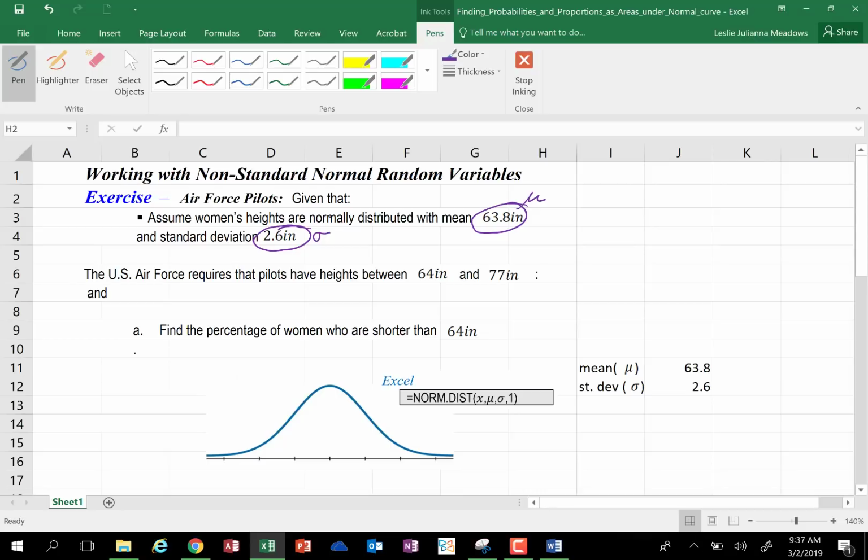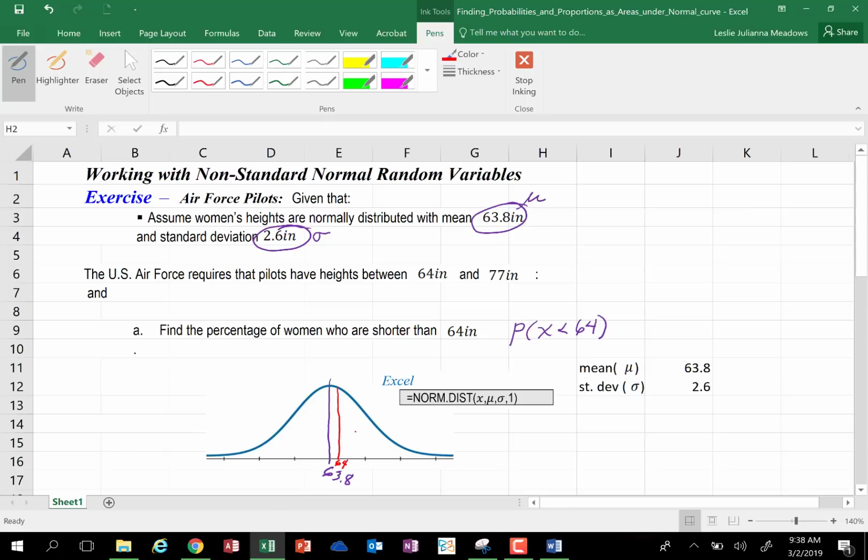For Part A, we want to find the percentage of women who are shorter than 64 inches. In other words, we're looking for the probability that X is less than 64. Now let's remember that the average, or the mean, is 63.8 inches. That sits right in the middle of our normal distribution. If we first locate 64 on the axes of the normal distribution graph, we'll see that it is slightly to the right of 63.8.